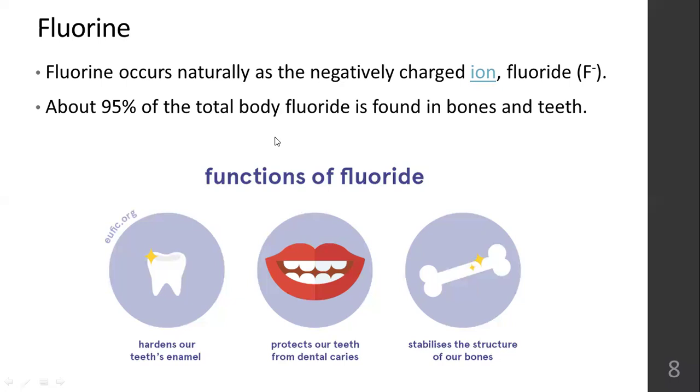1 part per million is the normal content of fluorine in drinking water. That is desirable. If there is too much fluorine in your drinking water, more than 2 to 3 parts per million, that would lead to chalky white teeth and what we call fluorosis of the bone. We will see about that.